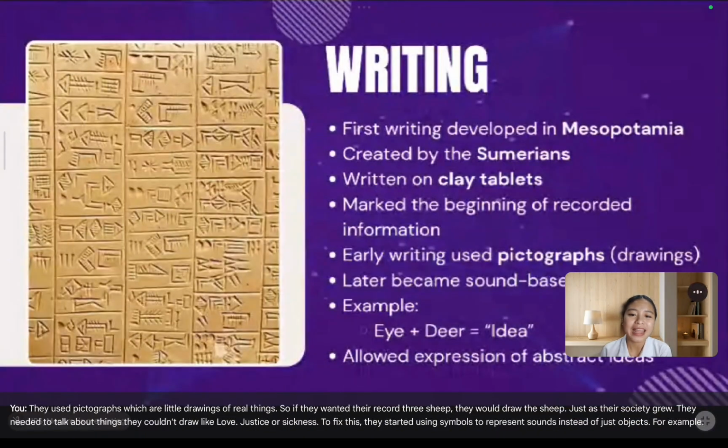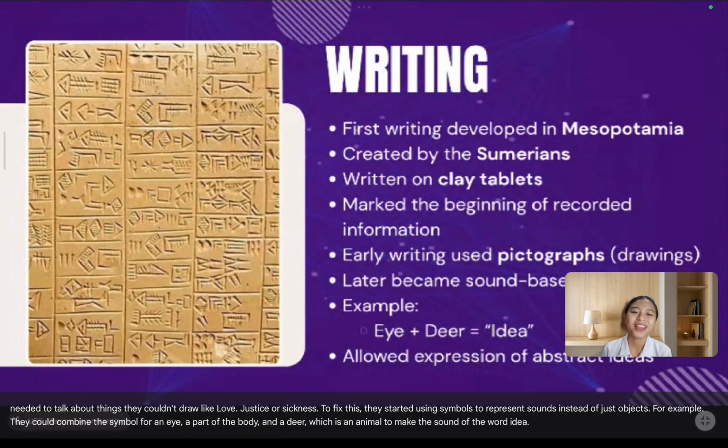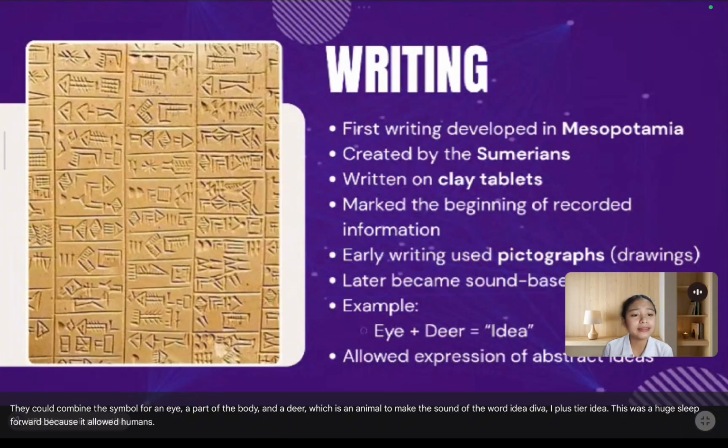For example, they could combine the symbol for an eye, a part of the body, and a deer, which is an animal, to make the sound of the word idea. Diba? Eye plus deer, idea. This was a huge leap forward because it allowed humans to write down complex stories, long laws, or even medical recipes. In nursing, this reminds us of the power of documentation.